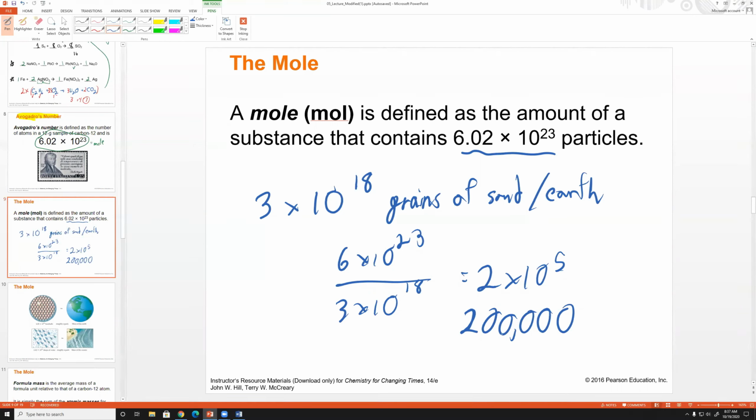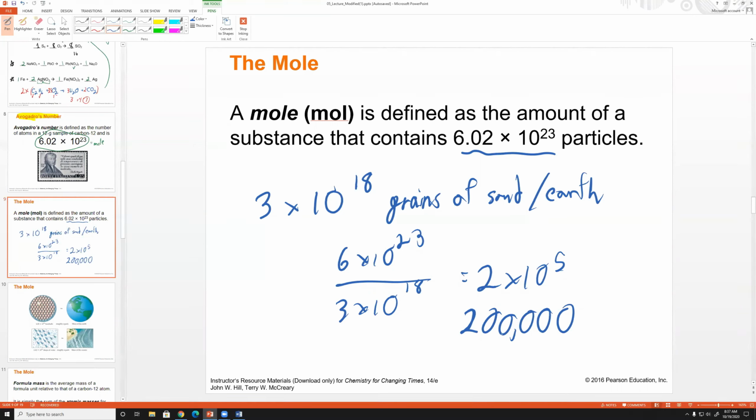200,000. I don't even know, maybe like 10 Earths worth of sand. Maybe even more. I'm not even sure. That's a lot of sand. And 200,000 times the grains of sand on Earth is the number of particles of carbon that can fit in your hand.